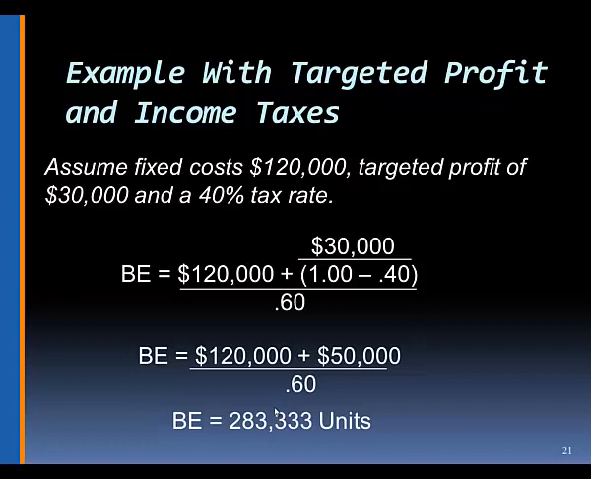So, in the numerator, we have $120,000 plus $30,000, which is our after-tax profit, divided by 1 minus 0.40, which is the tax rate. So solving for the numerator, we have 120,000 plus 50,000 divided by 0.60. So in order to break even, provide a profit of 30,000 and pay our taxes, we now would have to sell 283,333 units.